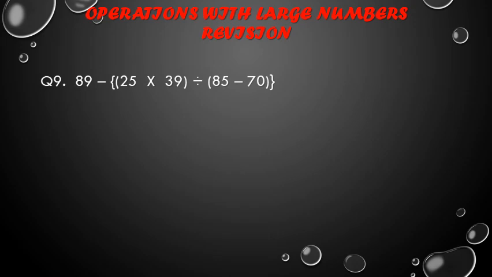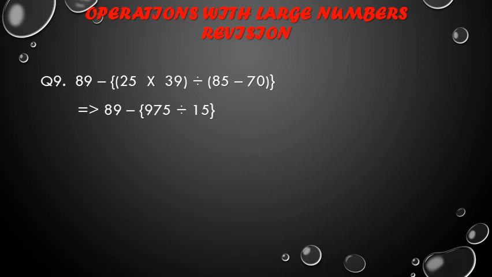So 89 minus outer bracket, and then the first inner bracket gives 25 multiplied by 39 gives 975, and the second inner bracket has 85 minus 70. So 85 minus 70 gives 15, and then the division sign between these two inner brackets. So we get 975 divided by 15 inside the bracket.